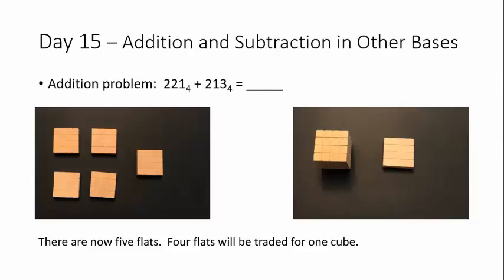Can you tell what the sum is? You have 1 cube, 1 flat, no rods, and no units. The sum is 1100 base 4.